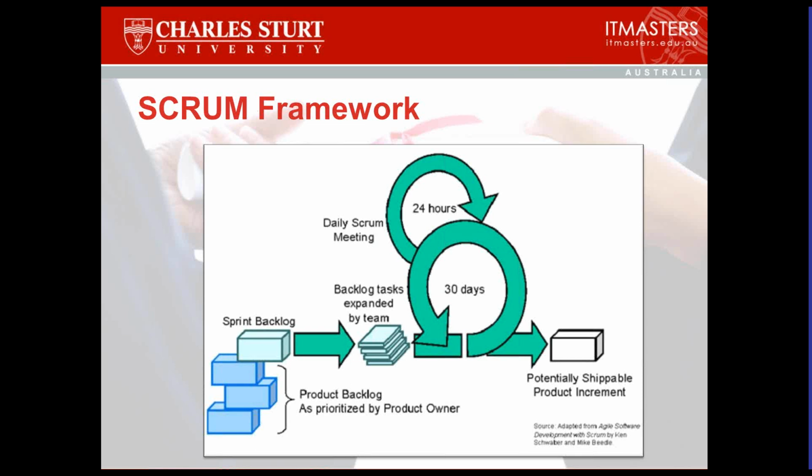And at the end, out the right-hand side, you see something labeled a potentially shippable product increment. This is the outcomes that we talked about. This is something that is measured and assessed by the client, the recipient, the user, as valuable to them. It's shippable, meaning that it can be moved out into a production environment. It can start to be used, ideally.